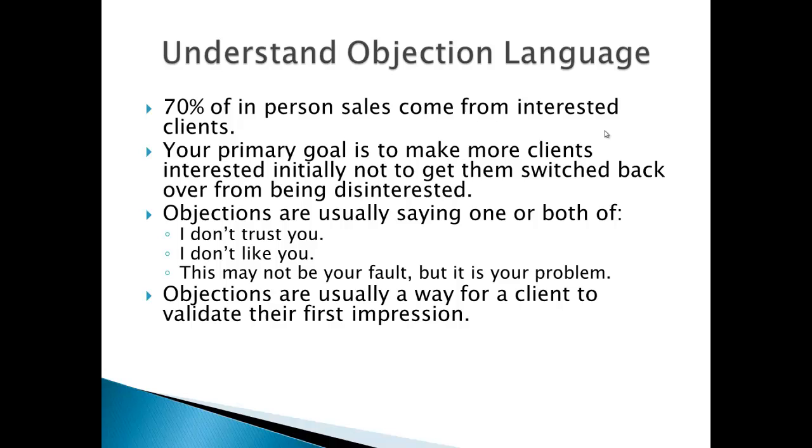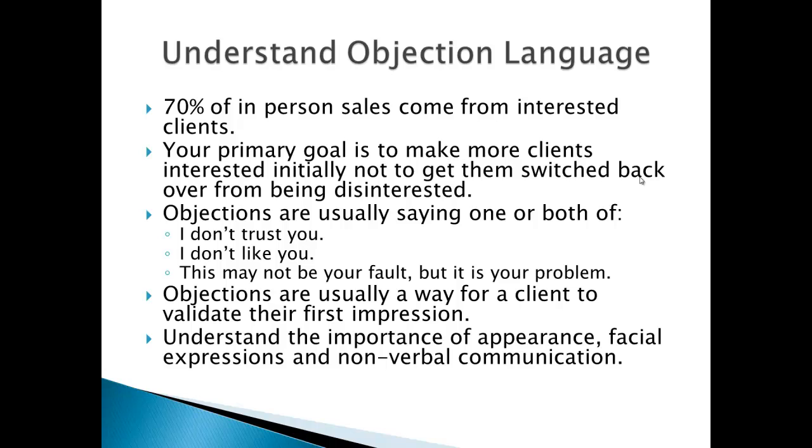Objections are usually a way for clients to validate their first impression. So, if the client has an impression of you that says, this person is someone I don't want to do business with, then they're going to spend the rest of the presentation validating the fact that they don't want to do business with you by saying things like, well, this is too difficult. I don't want to get involved with this. And, I don't want to switch. And all these things that they say really just mean I don't like you or I don't trust you. It's usually a way for them to validate their first impression.